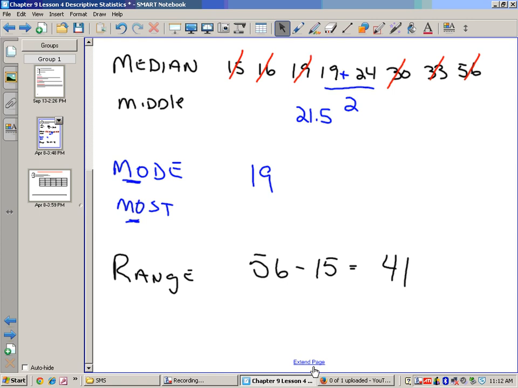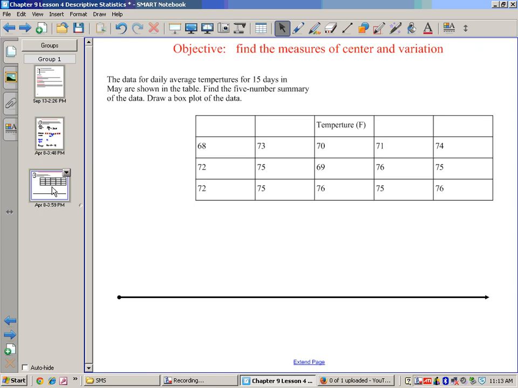Okay, let's take a look at our next example. Data from daily average temperatures for 15 days in May are shown in the table. Find the 5-number summary of the data. Draw a box plot for the data.